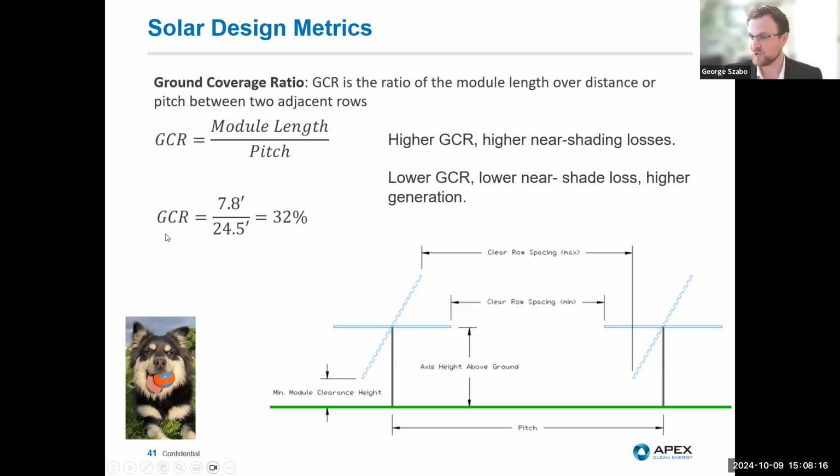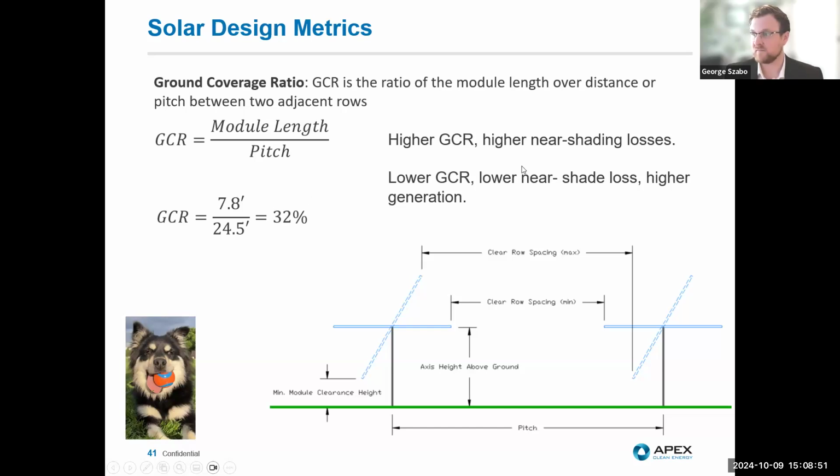So the ground coverage ratio, GCR, is that module length. This right here in blue, that's our module. It's that module length over the pitch, which is the distance in between the adjacent rows. You could measure the pitch on a number of points. It's pretty typical to go pile to pile, which are right here. So if your module length is 3.8 feet, they're huge nowadays, over 24.5, which might be your pitch, your GCR is about 32%.